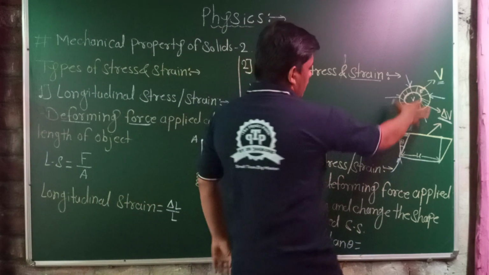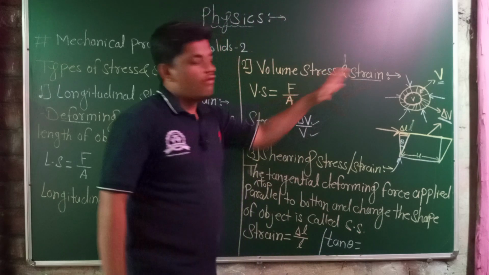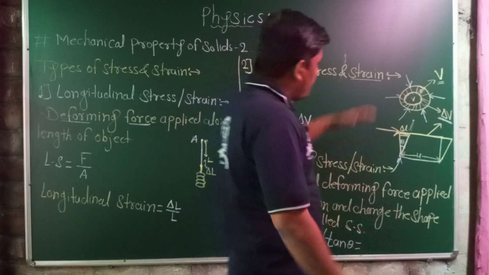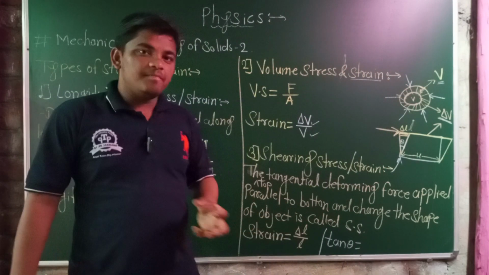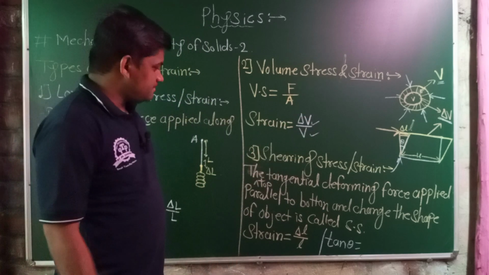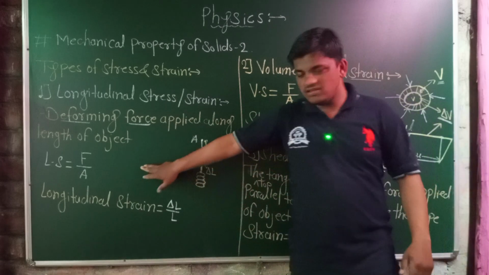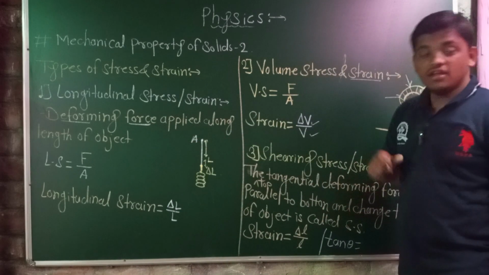Taking one example, a spherical sponge ball, we apply a certain force on the surface of that ball. The ball changes in its volume, and this is responsible for the volume strain. The last one is the shearing strain. This is a change in length. This is a change in size. This is also a change in size, and this one is a change in shape.